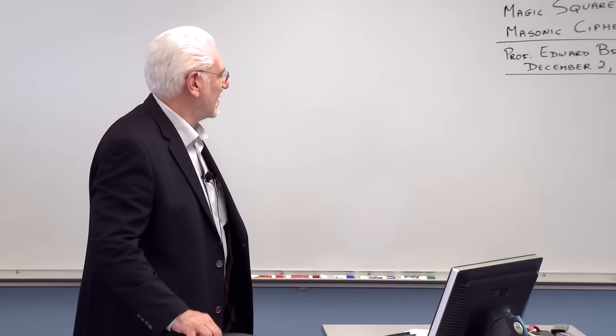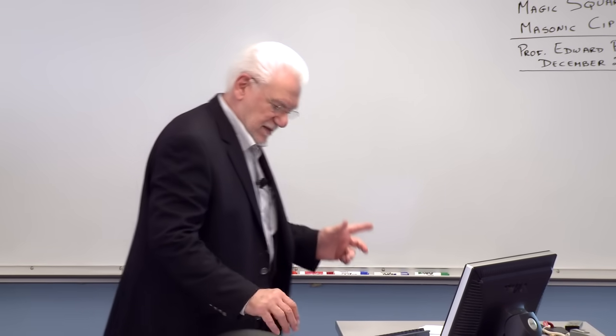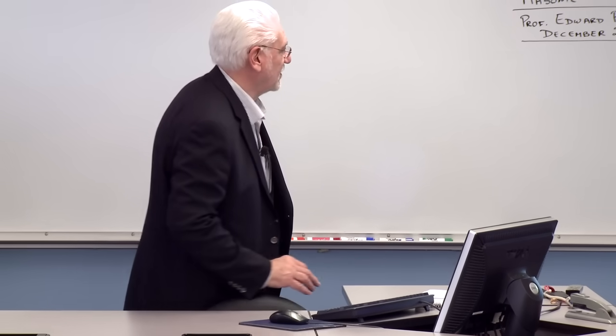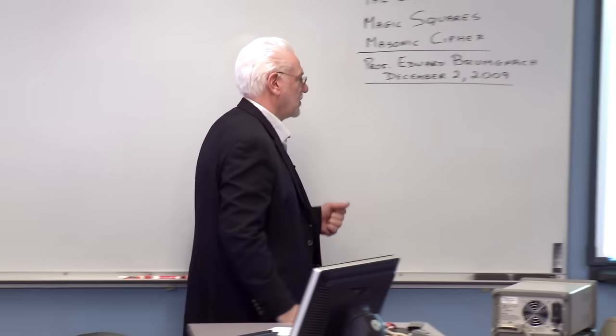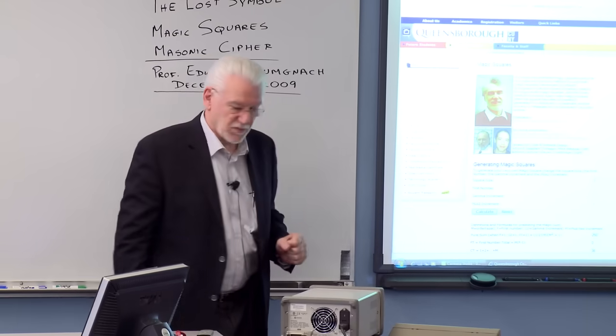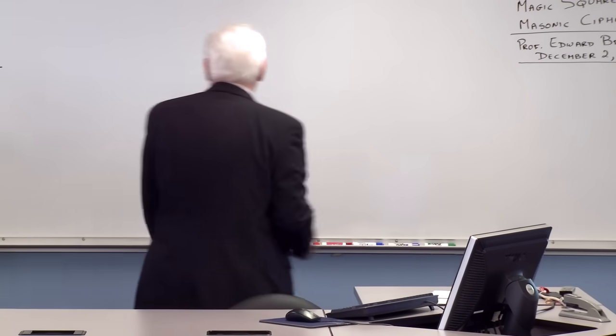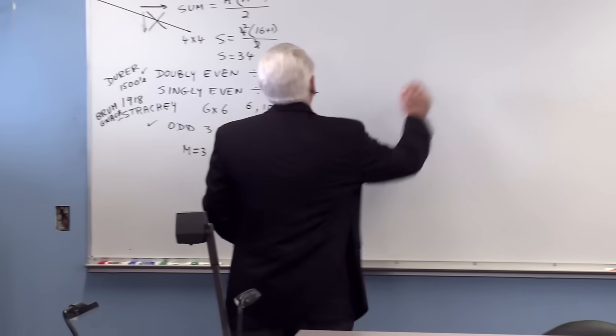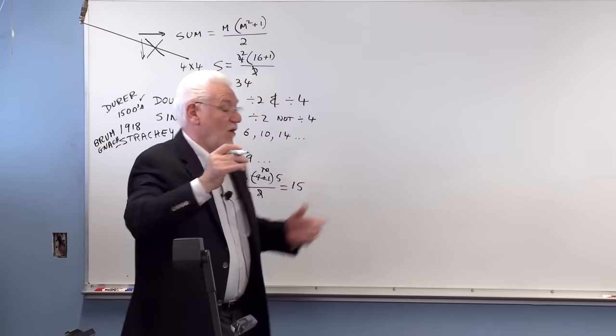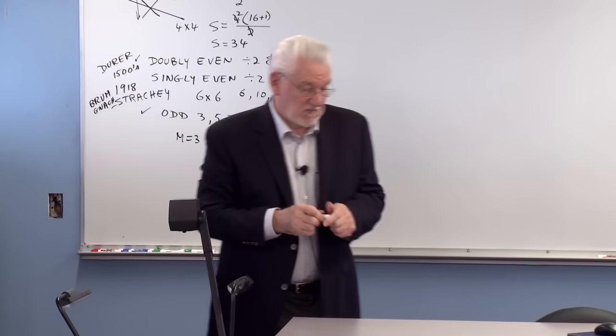And the other concept that I'd like to introduce you to, besides these magic squares, that Dan Brown used in his latest novel, The Lost Symbol, is ciphering. Ciphering. How do you write code so that nobody understands what you're writing?